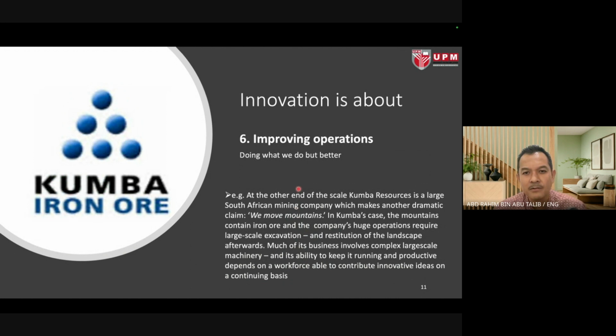And then the last one is about improving operations and doing what we do but better, right? The example given here is an iron ore company in South Africa, so they can provide their operations better. In this particular aspect, improving operations, we have so many examples, to provide better services to the public, to run at lower cost, lean management, and so many other good examples.